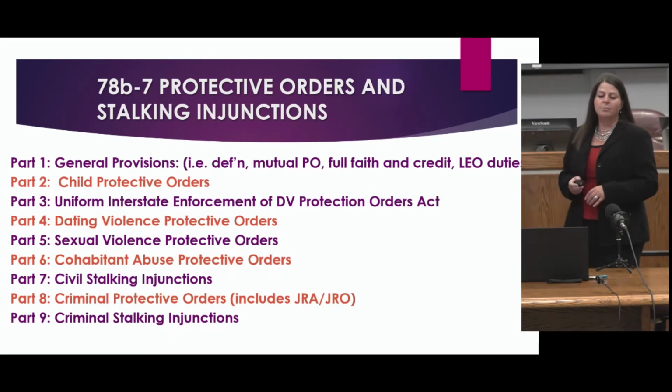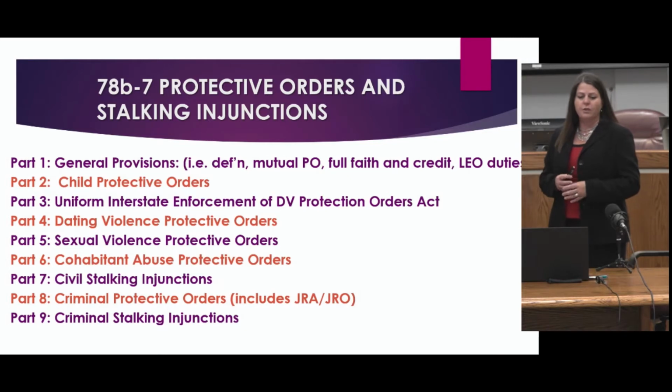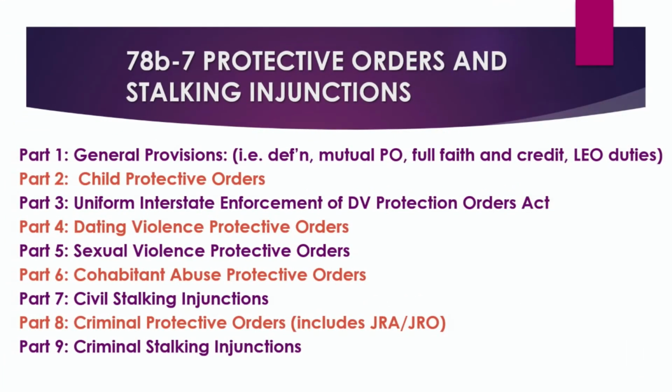As you can see, protective orders and stalking injunctions. And I've listed the chapters in there just for quick reference. We've got the general provisions, child protective orders, uniform interstate enforcement, the dating violence and sexual violence protective orders, then the cohabitant abuse protective orders, civil stalking injunctions, criminal protective orders, and that also includes the JRA, JRO, the jail release agreement and order section, and then criminal stalking injunction.